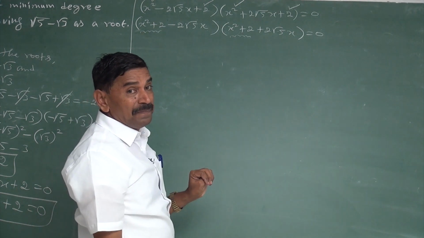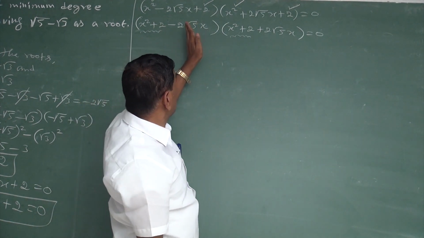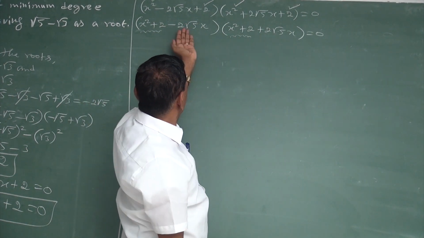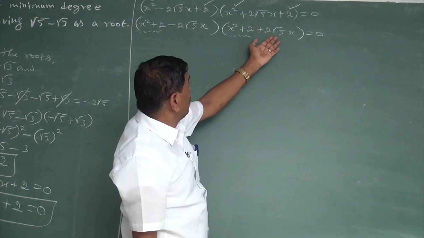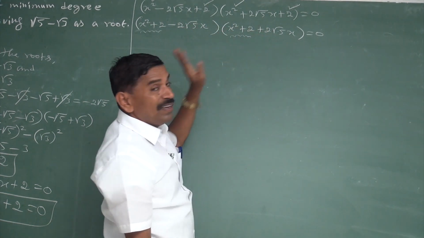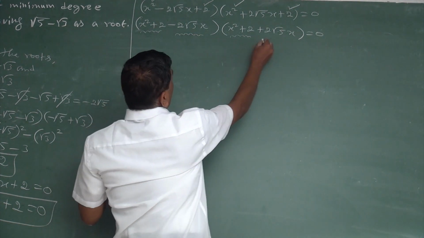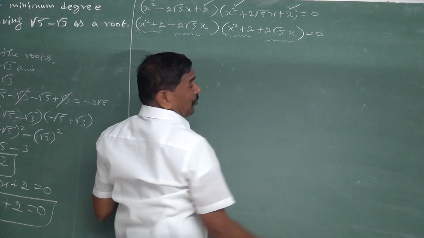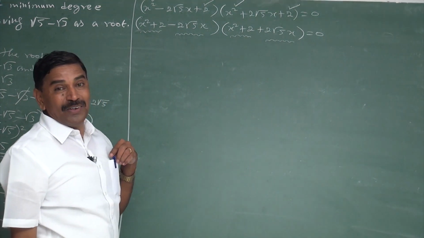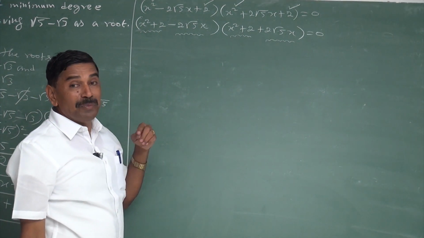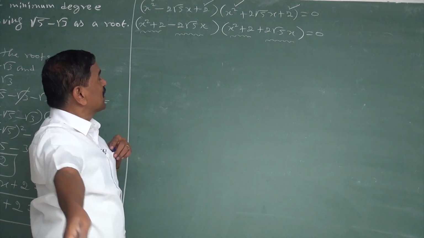Our next idea, good, differs by minus and plus. 2 root 5x differs by minus and plus. So, here minus 2 root 5x and plus 2 root 5x. Now anyone? Good, very good. It is of the form a minus b into a plus b. Yes, your technique is correct.